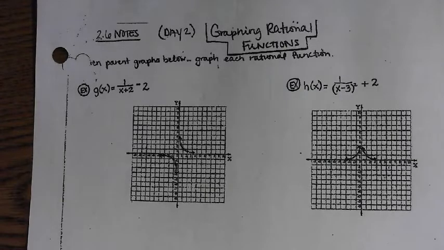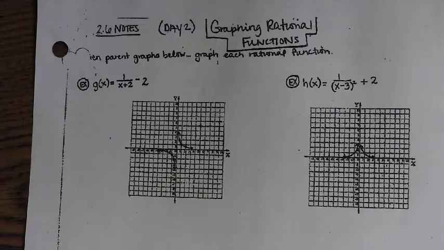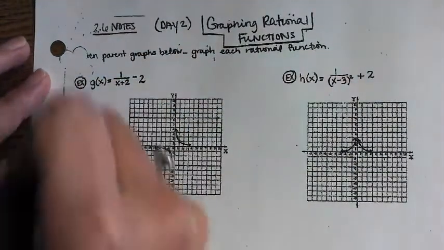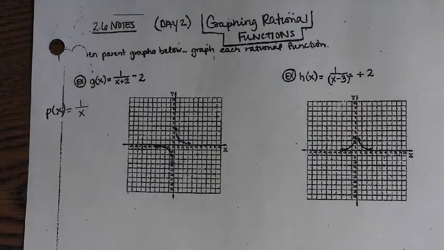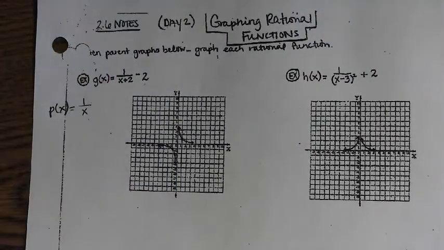First with the parent graph, and the parent graph is obviously sitting right on top on your page here. This is the parent graph of 1 over x. I'm going to do p of x for parent, and that's what you're looking at. So what transformations have occurred on the parent graph to get us to g of x?